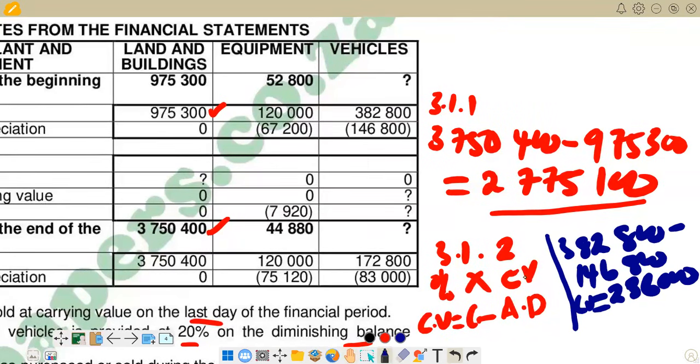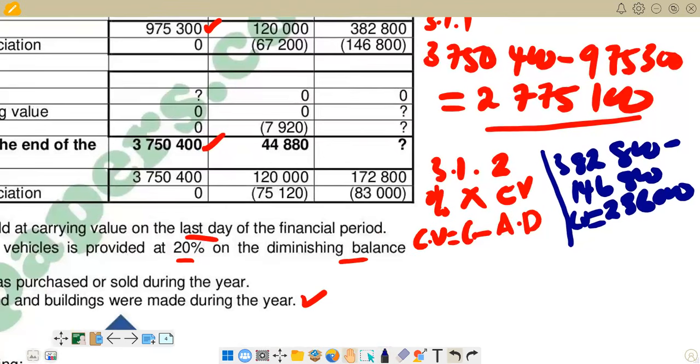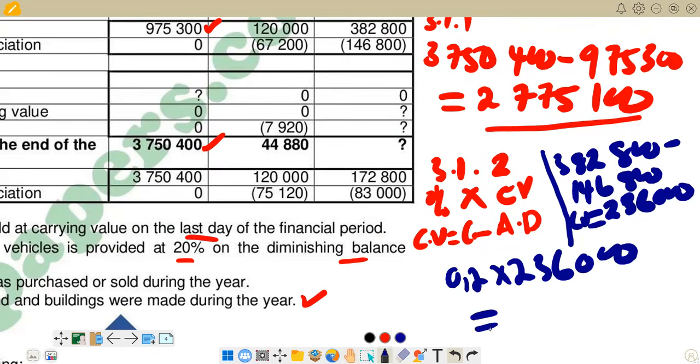Then we now say percentage times carrying value. So we are now saying our percentage is, remember, 20%, 0.2. Then we multiply by the carrying value, 236,000. So when we calculate that one, we are going to get 47,200. So this represents the depreciation on motor vehicles. So we go again to check the next question. What do we have?